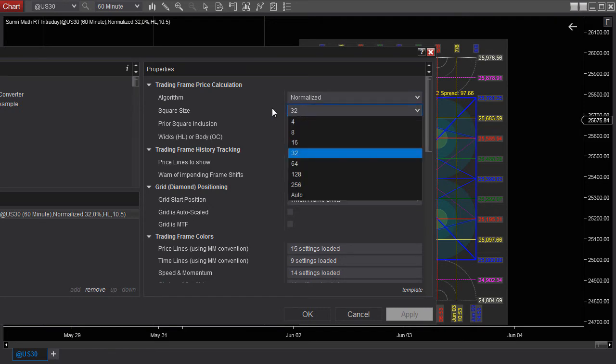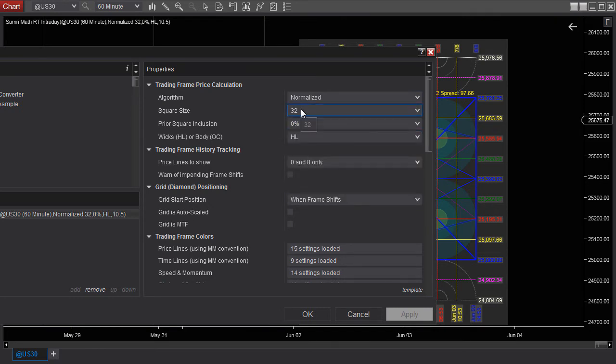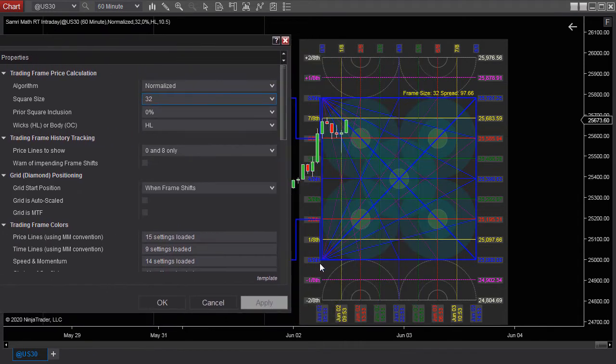If you're trading frame 32, what we're effectively doing is looking at the past 32 bars where the highs and lows have been, the highest high over the last 32 bars and the lowest low of the last 32 bars, and then we do our computations to arrive at the trading range from 0 to 8.